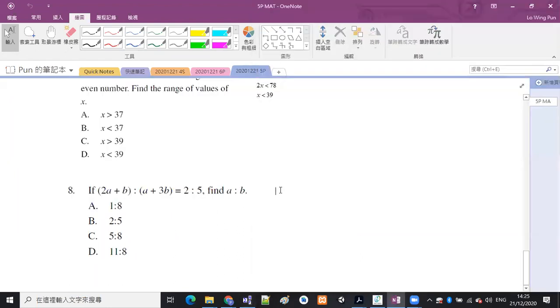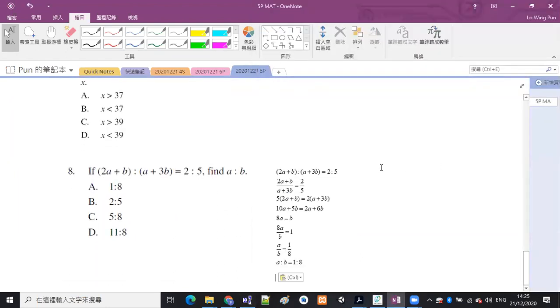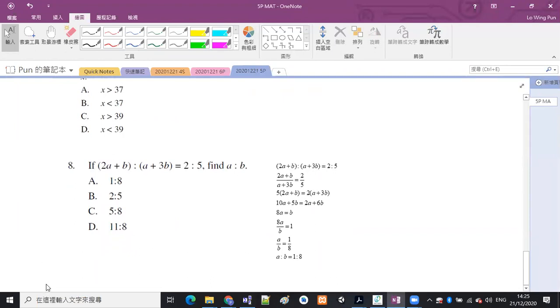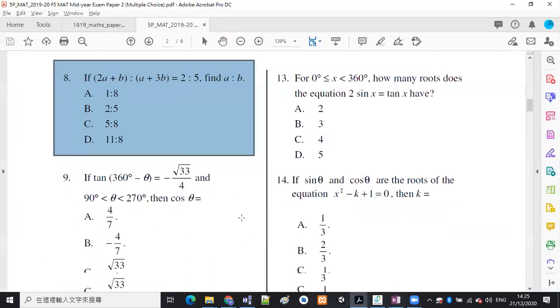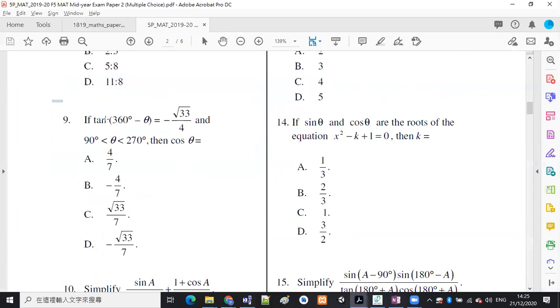So that is the final answer, which is option A. Can you get this? Next one.